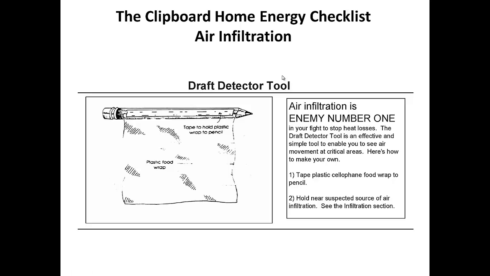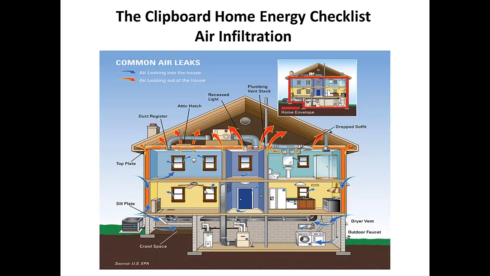Now, here's that draft detector tool. And this is real simple. In fact, I think it would be a good thing when you visit a house that you make one of these up and you just leave it with the homeowner, because all it is is a pencil with a piece of saran wrap, that sticky stuff that is real flimsy and it blows real easy. So you can walk around the house where you suspect you have air leaks, like at an electrical outlet, and you can use this tool because that flap will easily blow and you'll be able to see what's going on. Another thing you can use are smoke pencils, but this is something that anybody could make on their own and be able to see the movement of air.